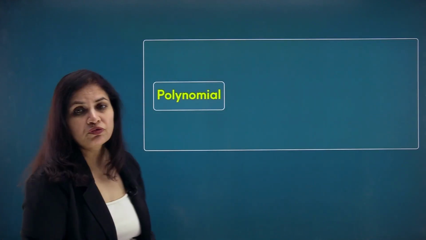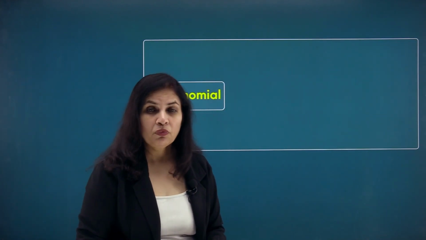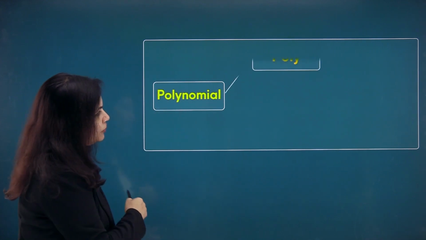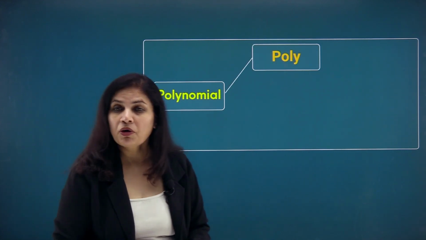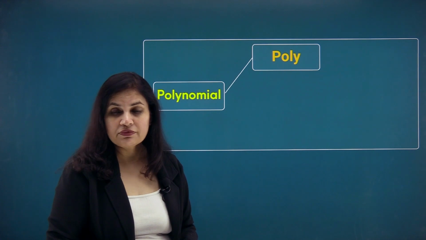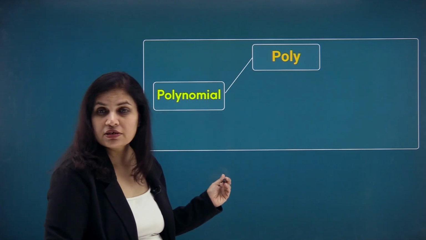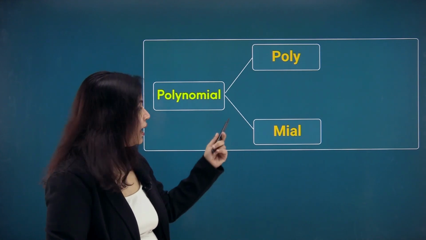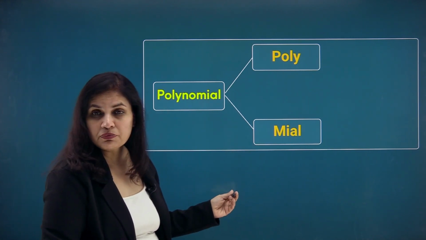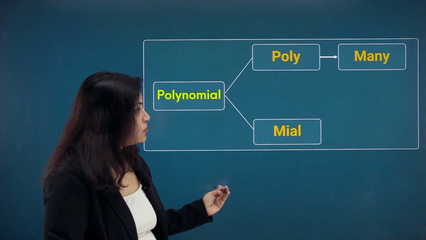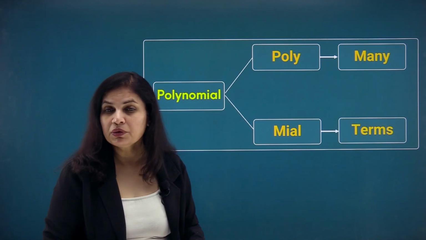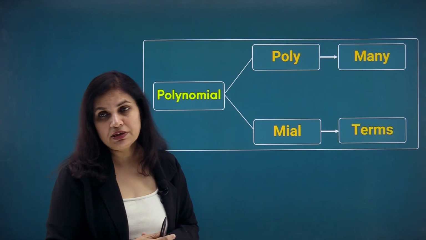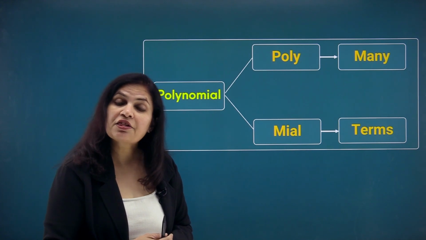Now, let us move to polynomial. What is the meaning of the word polynomial? The word polynomial is divided into two parts. The first part is poly, which means many, and the other word is mial, which means terms. So, together if I combine them, the word polynomial altogether means a many termed expression.